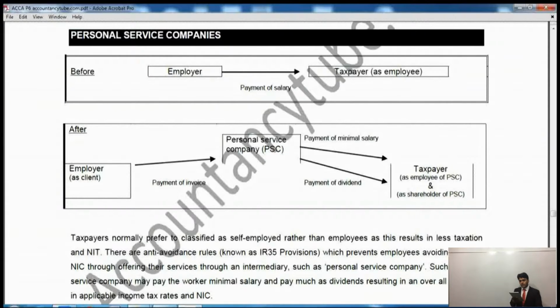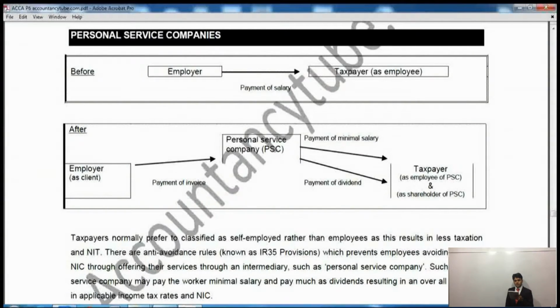Now, before and after, there are two scenarios here. Before, there was an employer, and the employer was paying the salary to the employee, as you can see on the screen. The employer was giving salary to the employee, and the employee was the taxpayer, right? So it was payment of salary.